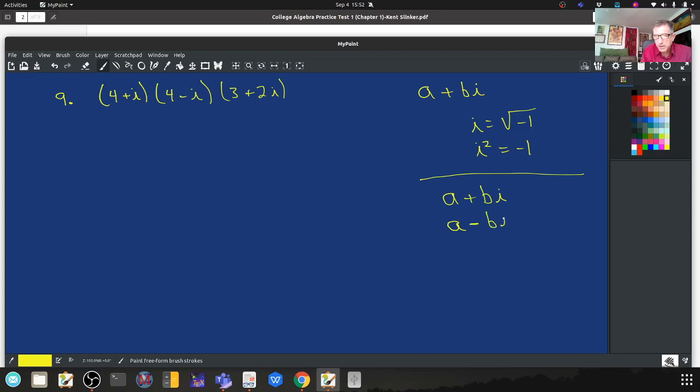The conjugate of this complex number, these are conjugates. So given a complex number, we can always find its conjugate. Even if A is equal to 0, like 3i, we could write it as 0 plus 3i, and its conjugate would be 0 minus 3i, or just minus 3i. So 3i and minus 3i are conjugates.